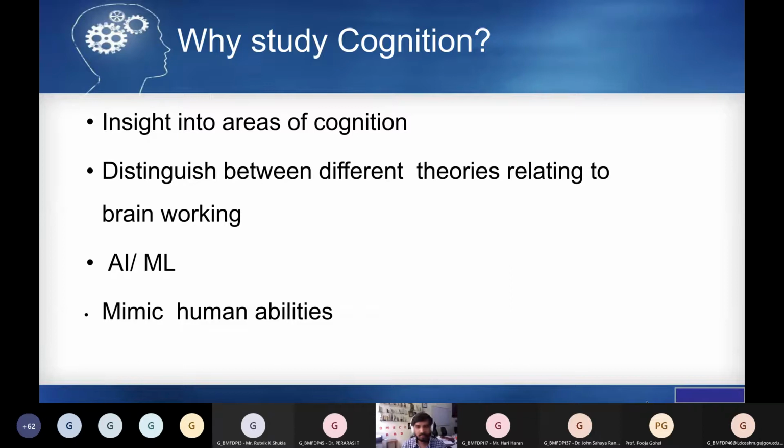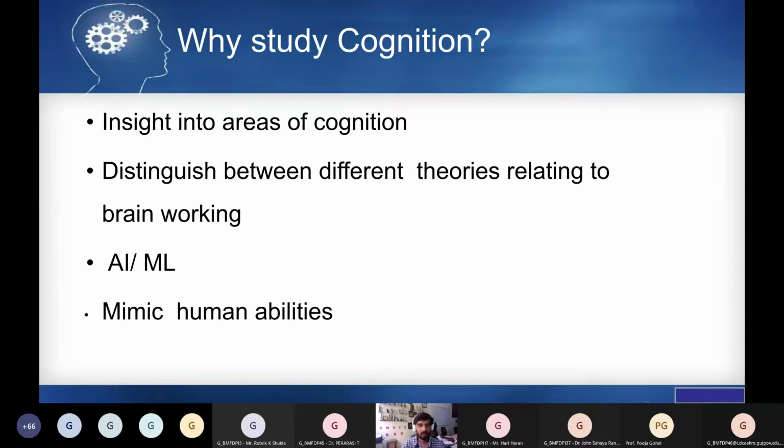It can distinguish between different theories related to how the brain works. Previously, some scientists used to say the brain worked this way because of this possibility. Later somebody came and said no, that's not the way, this is what is happening. Later people got a little more clarity. Still, a lot about the brain has to be explored, but they got more clarity when they talked about different theories relating to brain working.